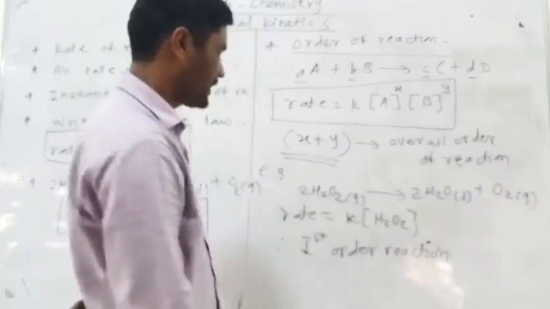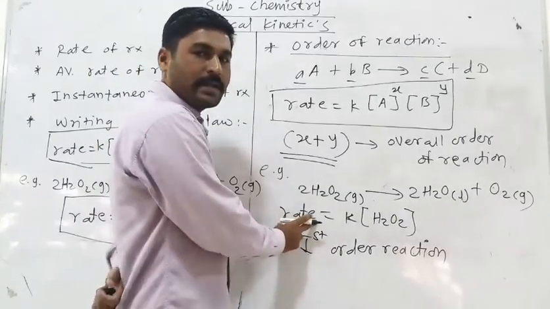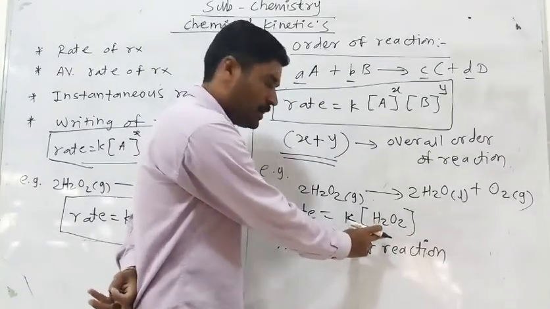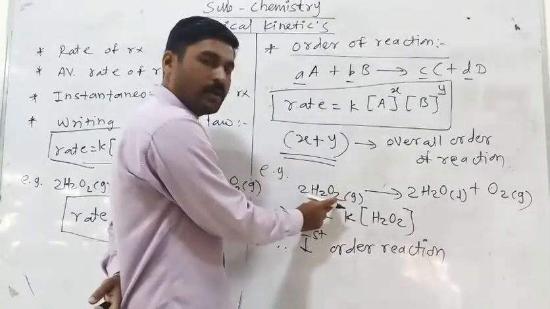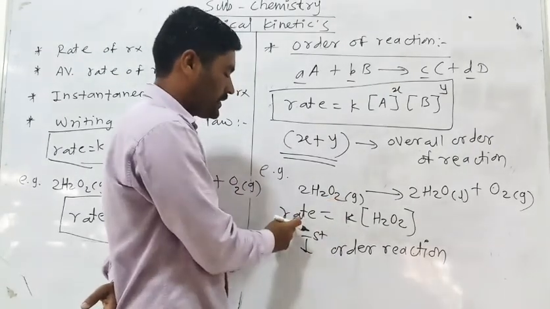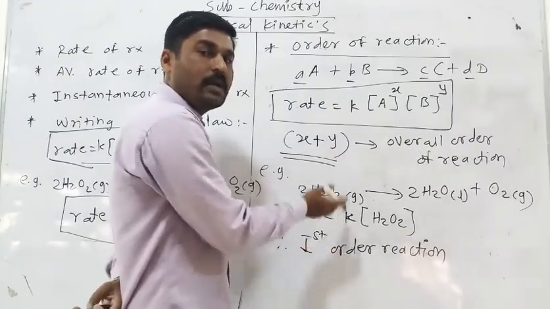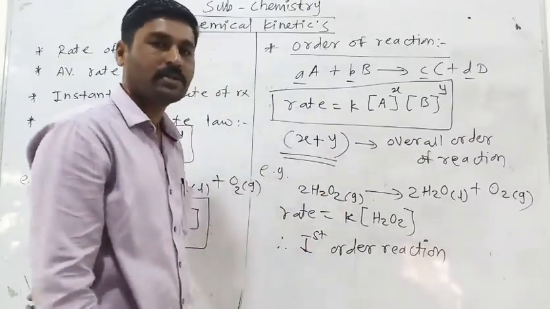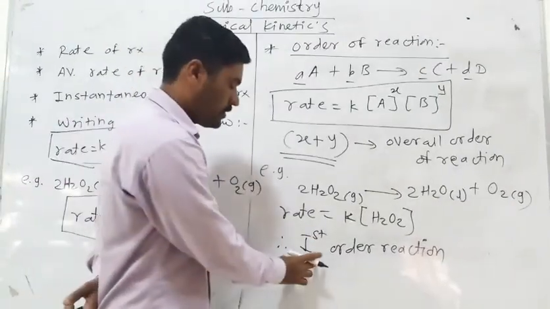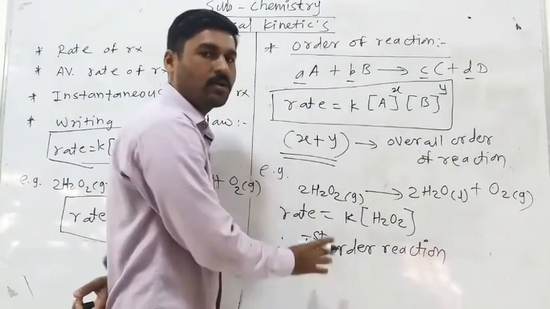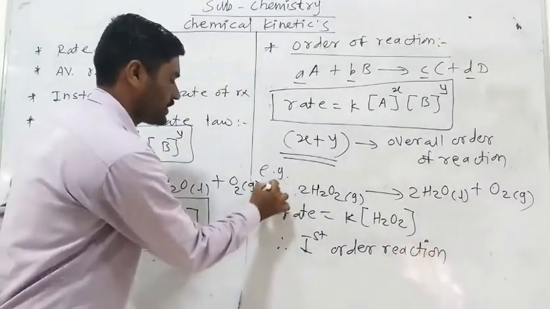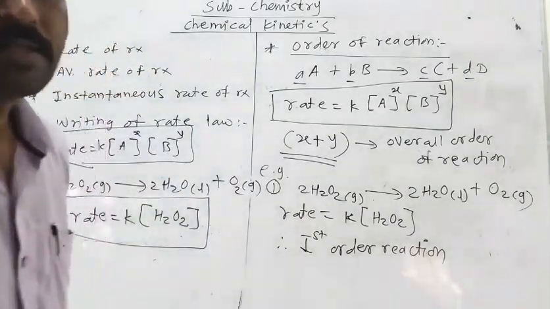Why is it a first order reaction? Because the rate of the given reaction depends only on the concentration of one reactant, the hydrogen peroxide, which is only one molecule. That's why the rate of the given reaction depends only on the concentration of hydrogen peroxide, the one reactant. That's why the overall order of reaction becomes first order. That's the first example.